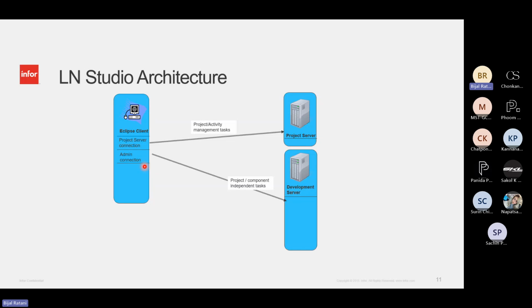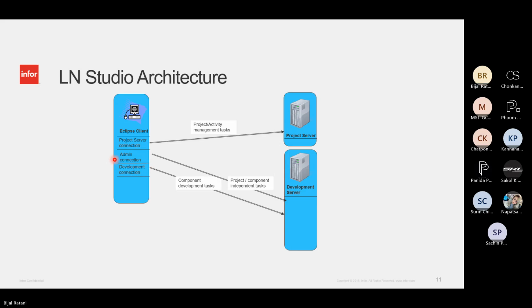Now, the second important connection point is the admin connection point. What is the admin connection point? In simple terms, it will give you the connection for the development server. So there are two connection points: one is the project server connection point, which is basic, and another is the admin connection point. Then the third connection point is development.